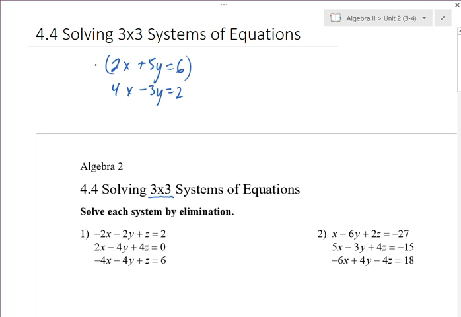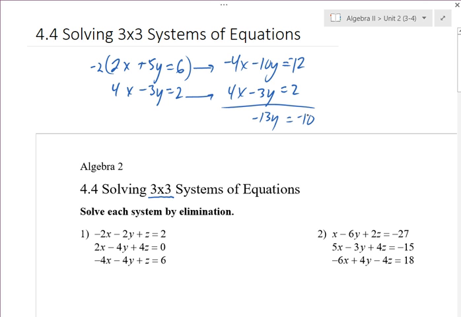So for example, I could multiply everything here by -2, and then it becomes -4x minus 10y equals -12. And then we'd just rewrite the second equation here, and that would allow us to eliminate the x's. When I add these equations together, the x's would go away, and I'd have -13y equals -10. And so then y would be 10/13.